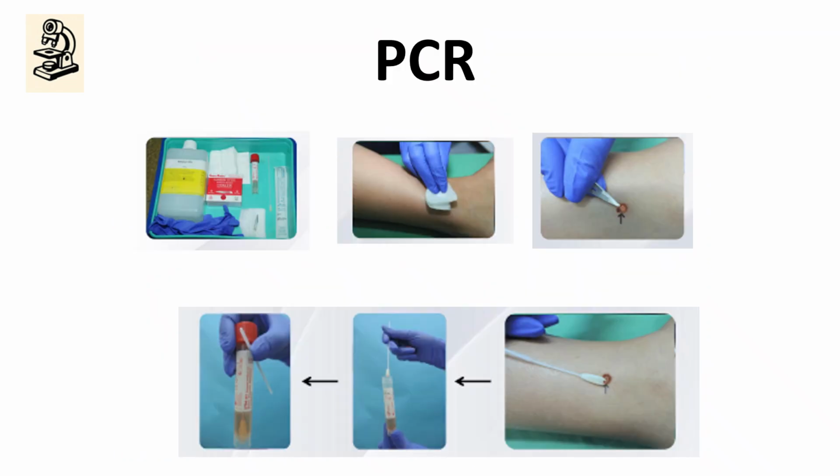Finally, PCR has become a gold standard for rapid and highly sensitive diagnosis. This slide shows the procedure for a cutaneous lesion. After cleaning the area, a sterile swab or small tissue sample is taken directly from the ulcer. Unlike traditional cultures that can take weeks, PCR provides a definitive species identification within hours, allowing us to distinguish between strains and guide the most effective treatment plan immediately.